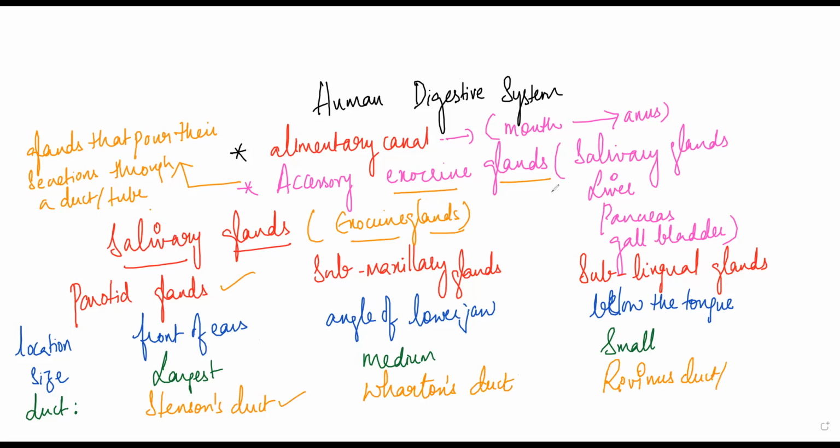Rivinus duct. Otherwise, this Rivinus duct can also be called Bartholin's duct. Bartholin's duct we are going to call it as. So these are all the different types of ducts that we are going to have. We have seen the slide of the location of these and the sizes.